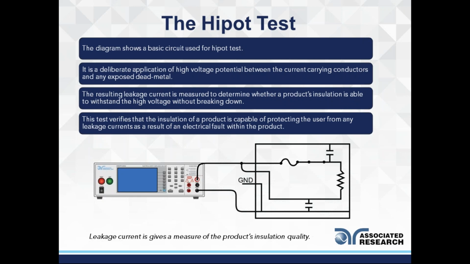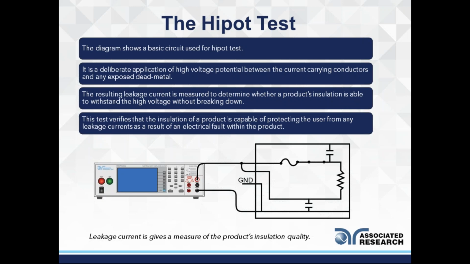If you think about a product undergoing Hipot testing, you can almost think of that product as a giant capacitor, because what is a capacitor essentially? It's basically two conductors separated by an insulator. So here's what's going on in the Hipot test as well.